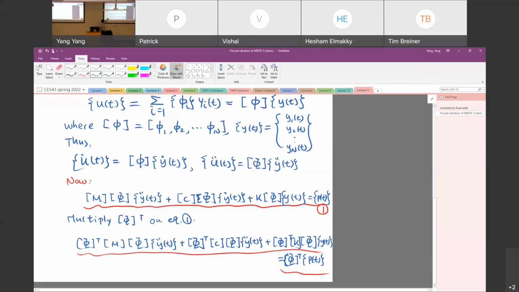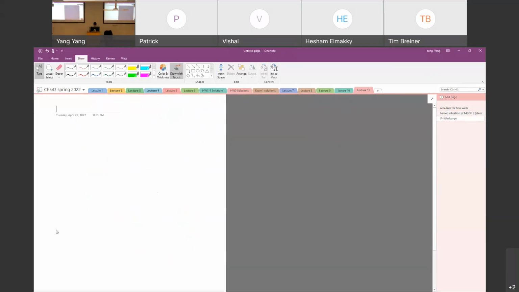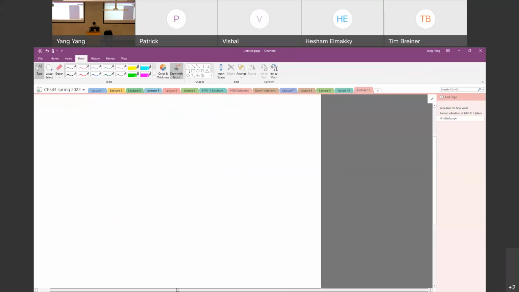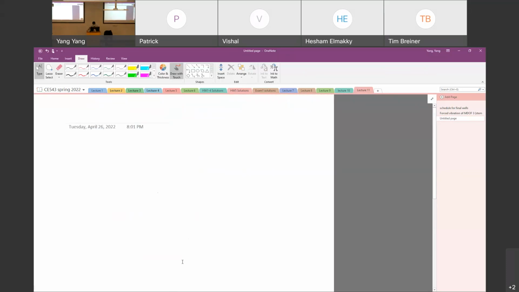So actually, if we look at this form, this form can be reduced to a very interesting matrix. So, any questions up to here? As I mentioned, no fancy, just some basic fundamental linear algebra here. So now, remember the orthogonality of modal shapes. You remember?